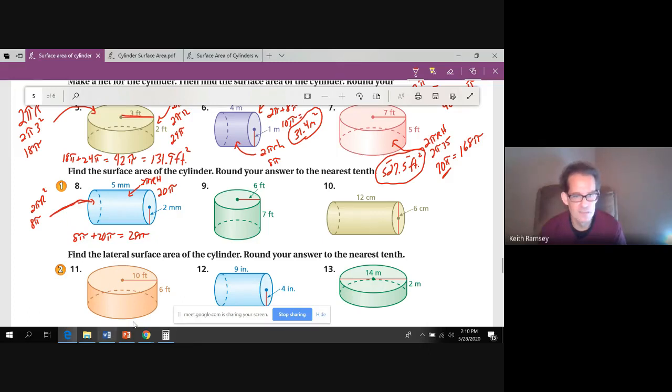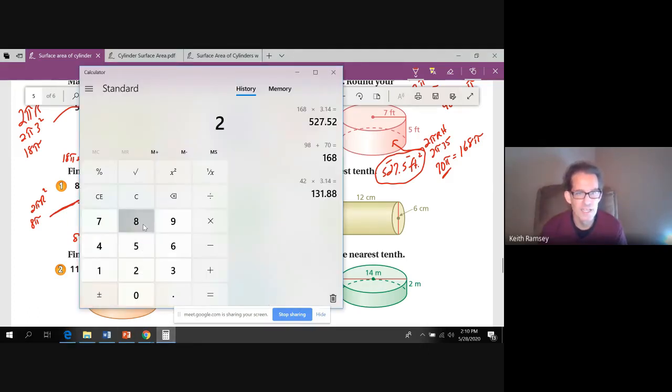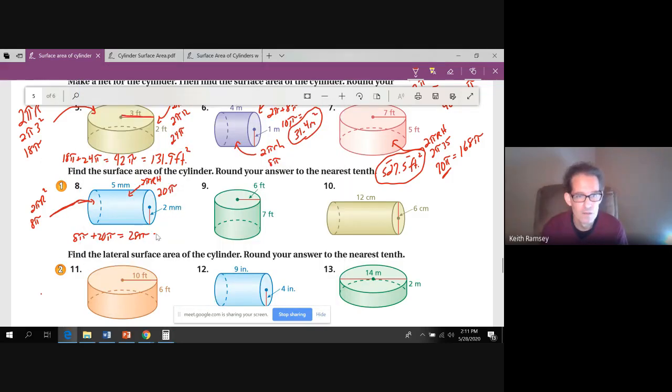Let's find out what that is with our calculator. So 28 times 3.14, that's going to be 87.92, or we can just round that to 87.9. 87.9 square millimeters.